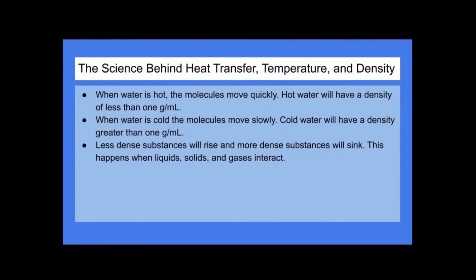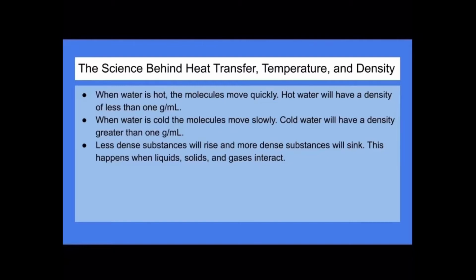So water, also known as H2O, is made up of hydrogen and oxygen. When water is hot, the molecules move quickly. Hot water will have a density of less than 1 gram per milliliter. When water is cold, the molecules move very slow. Cold water will have a density greater than 1 gram per milliliter. When water is at room temperature, the density is at 1 gram per milliliter.